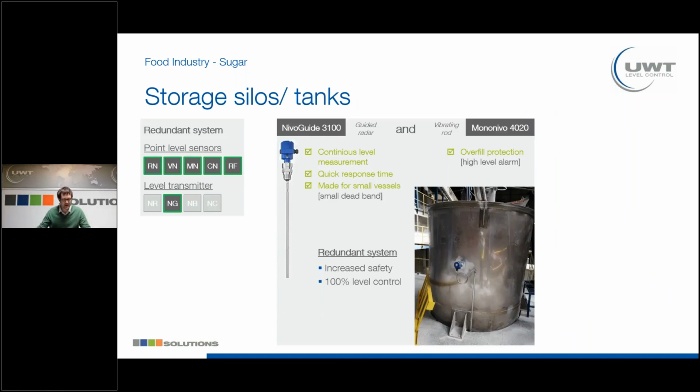Here we go. Sorry. A redundant system here with a perfect solution with a Nivo Guide 3 series, so the series for the solid application. For continuous level measurement, we have a quick response time, and it is also made for small vessels, because on the Nivo Guide we have a small dead band of a few centimeters. If you compare this with the Nivo Radar, for example, we have 0.5 meter. So that would increase the safety, and you have 100% level control here in this application. Both UWT devices would perfectly fit together here.